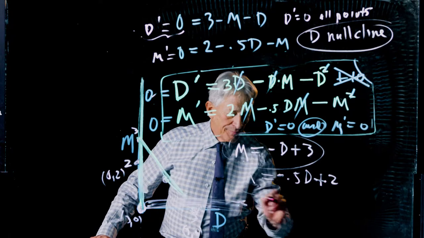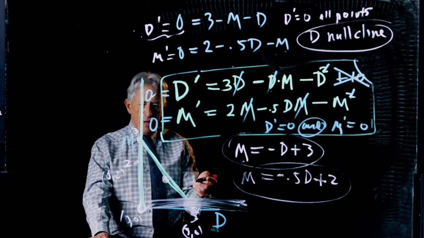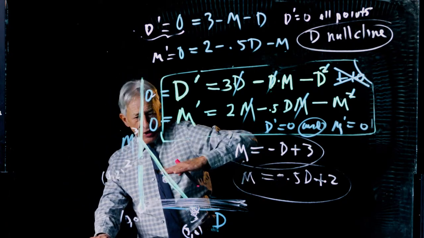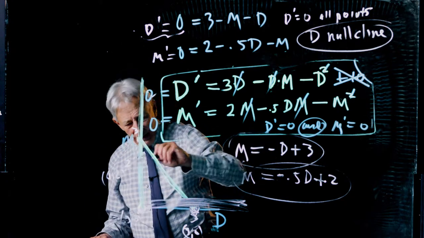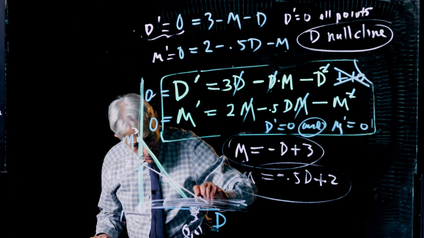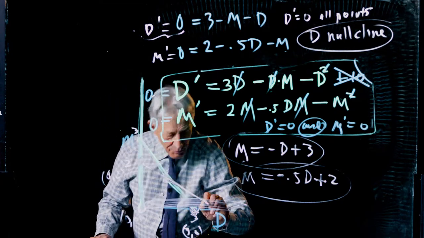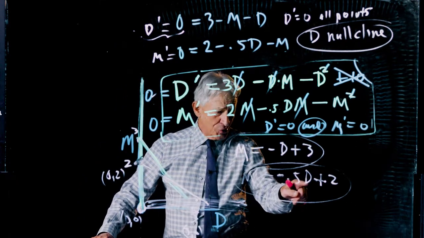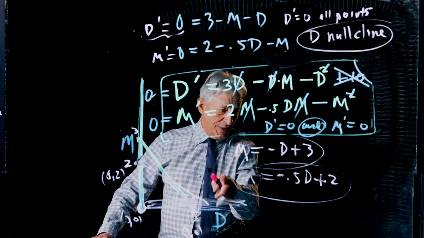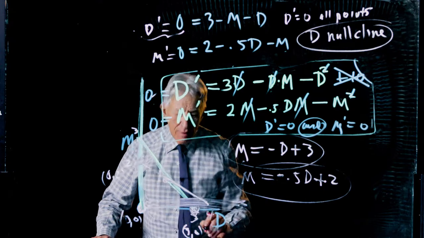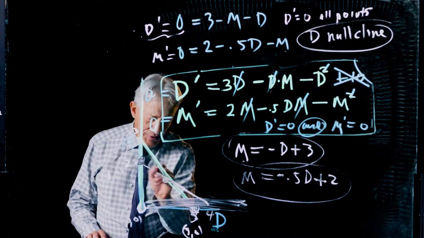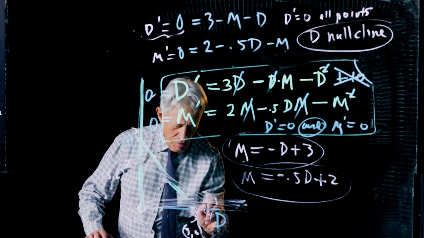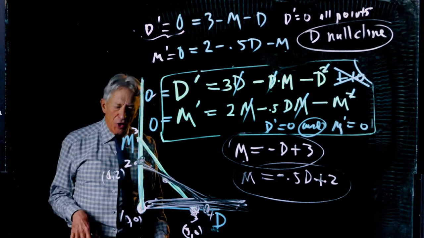And we know how to graph that. That is a line whose y-intercept here is 2, and which has a shallower slope of minus 0.5. And it's going across the d-axis when m is 0: minus 0.5d equals 2, so d equals 4. So here, this object now, this and this, that is the m null cline.